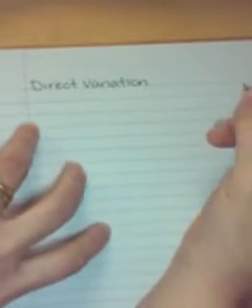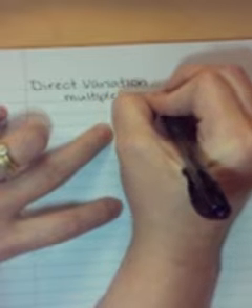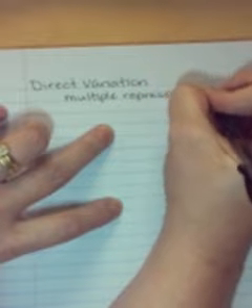Okay, class, today we're going to be talking about direct variation. Specifically, its multiple representations. And pretty much what that means is that there are different ways that we can show what this looks like.